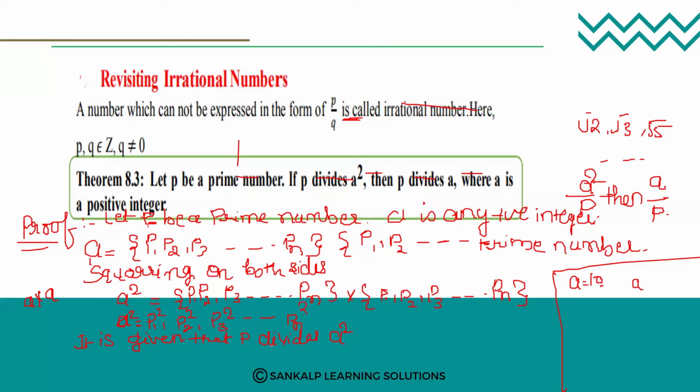What is the meaning of this statement? It is given that P divides A square, and P is any prime number. Let me take one example here. A is equal to 10, any positive integer. Tell me the value of A square. A square is equal to 10 square, that is 100. Now, A is equal to 10. Tell me the factors of 10.